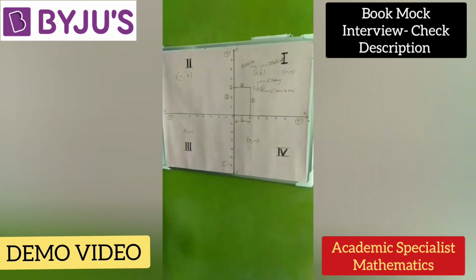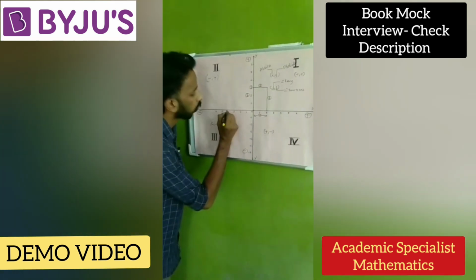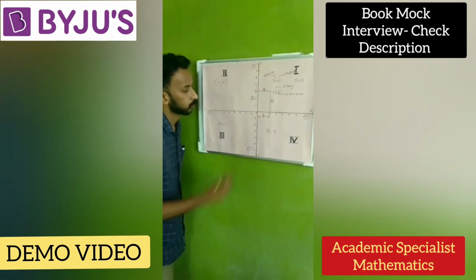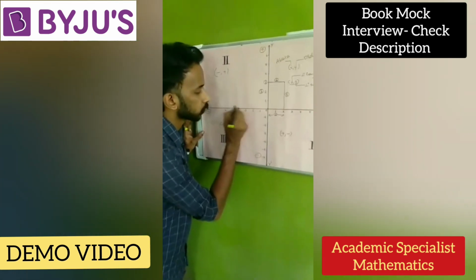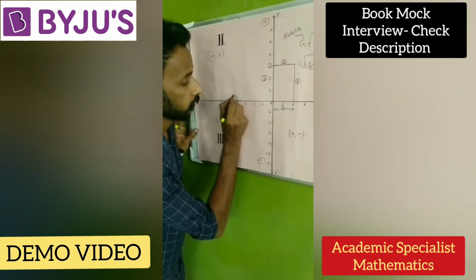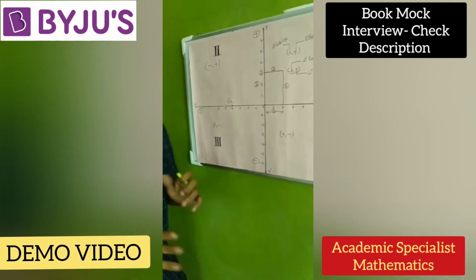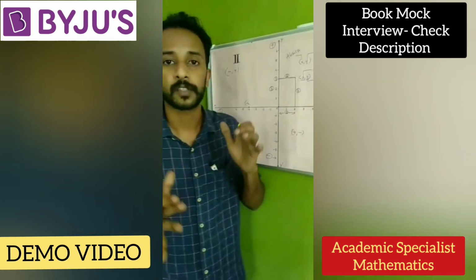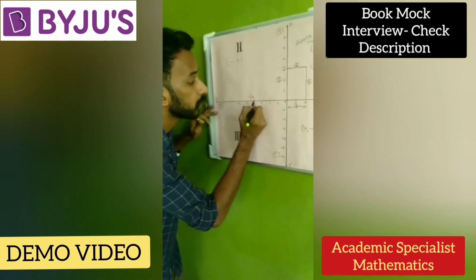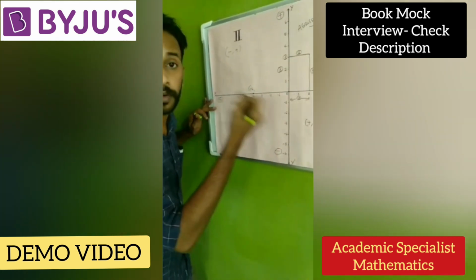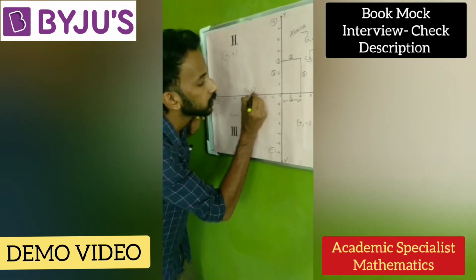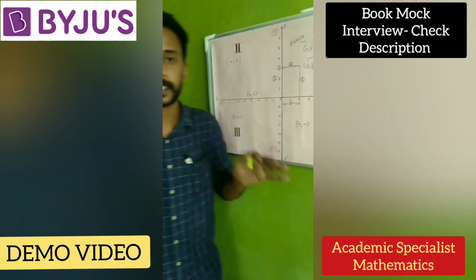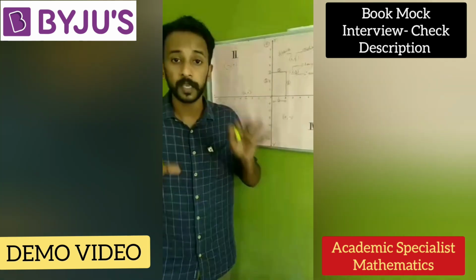Then what happens when a point lies on this point? What is the coordinate of this point? We can say here the x coordinate is -4. And what happens to the y coordinate? We know the y coordinate is the perpendicular distance from the x-axis. But here the point lies on the x-axis. We cannot find any perpendicular distance for this point. So the y coordinate should be 0. If a point lies on the x-axis, the y coordinate should be 0.